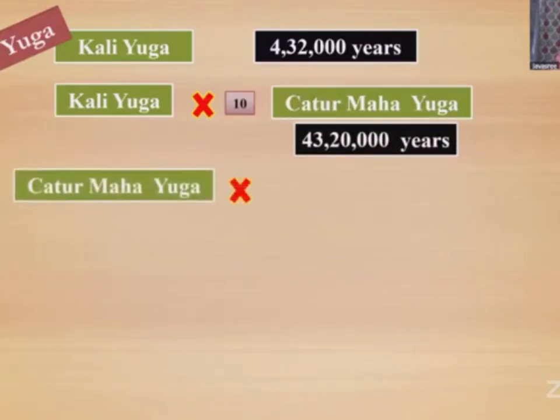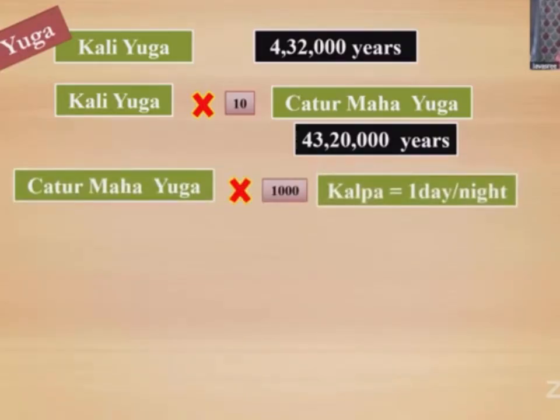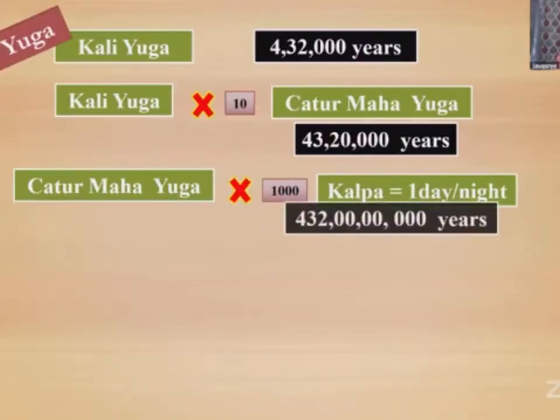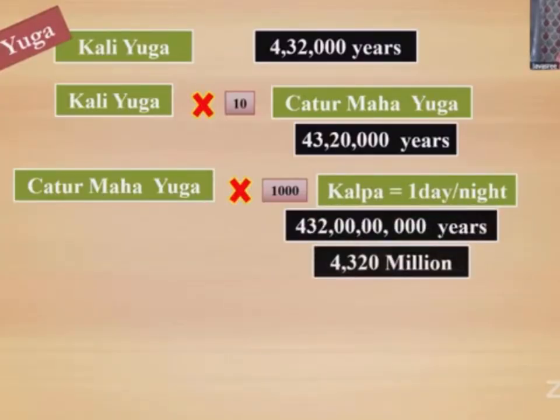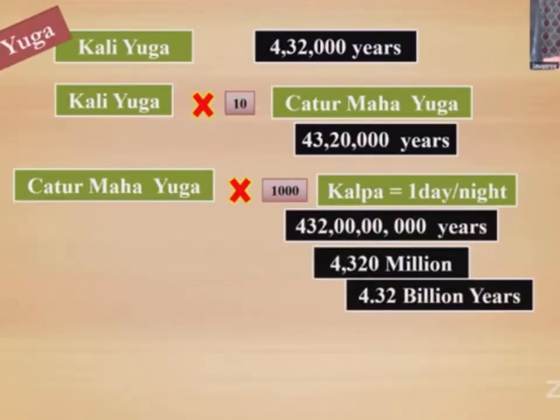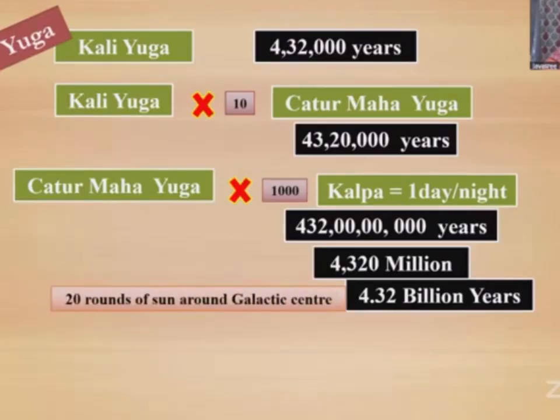And 1,000 times the Chatur Mahayuga is a kalpa, which is a day or night for whom? For Brahma, the creator Brahma. That comes to this many years. You can reduce it into billions of years. That is 4.32 billion years. This is a time within which the sun goes around the galactic center 20 times.